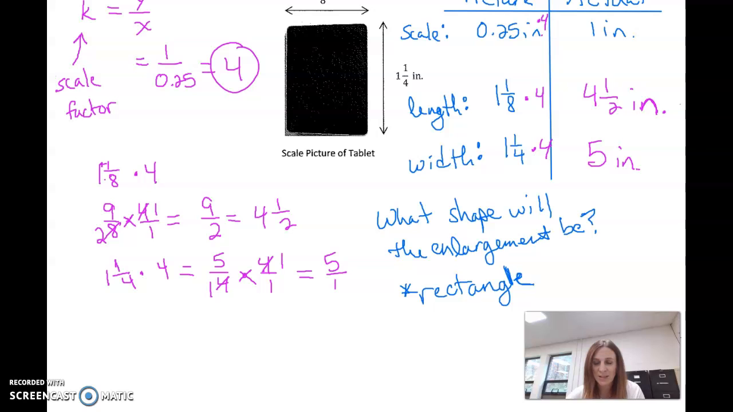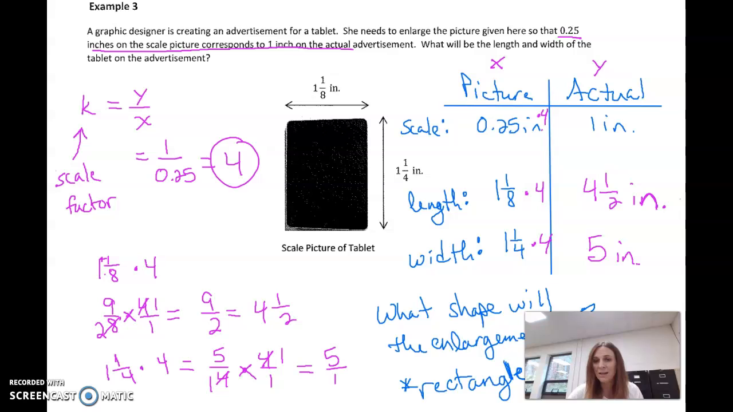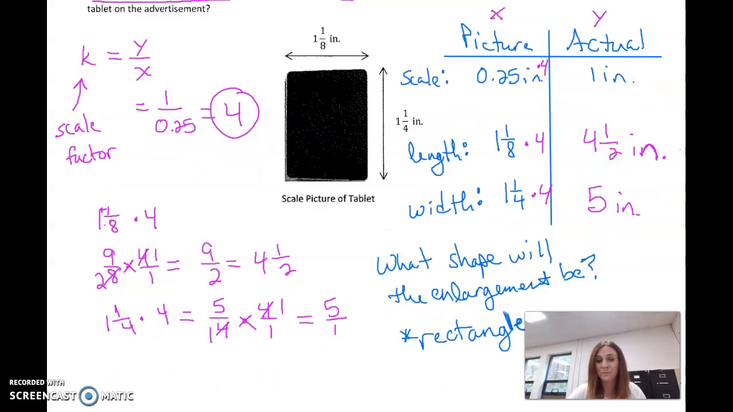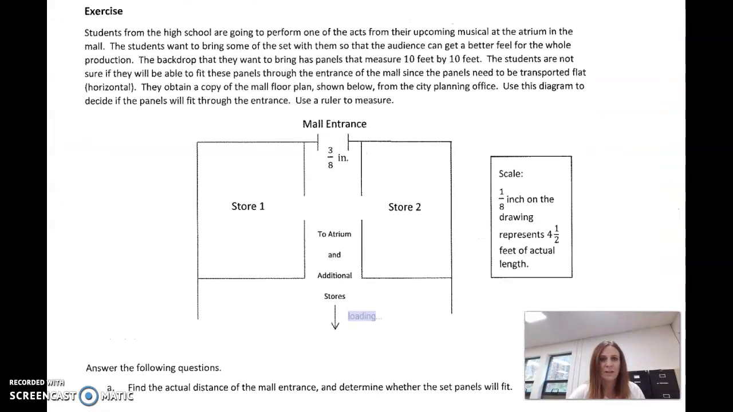It's a rectangle in my sloppiness. Okay, let's look at one more example using, again, the idea of the scale factor, which is our constant, to find actual lengths. All right, so a lot of words here.